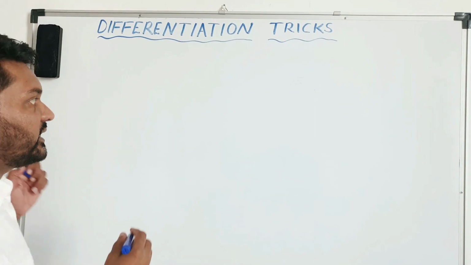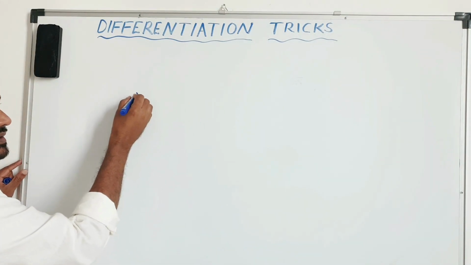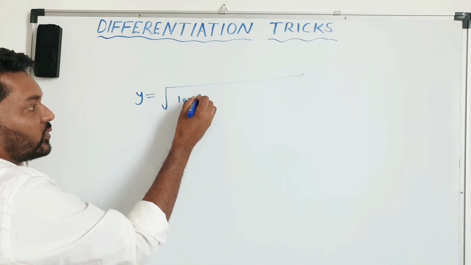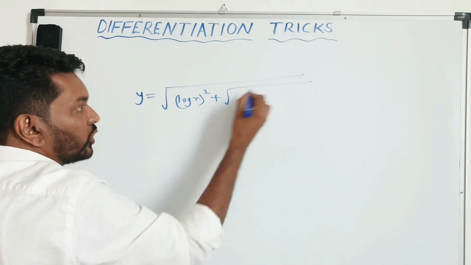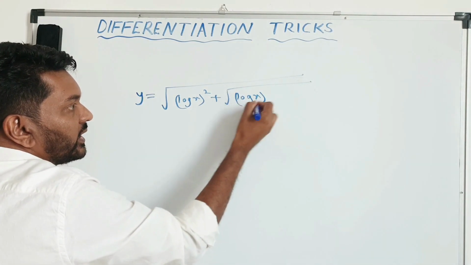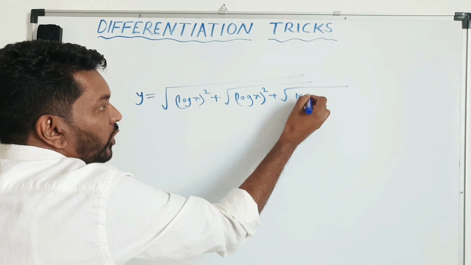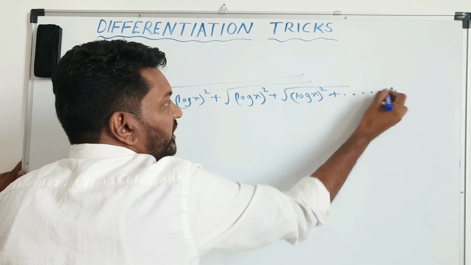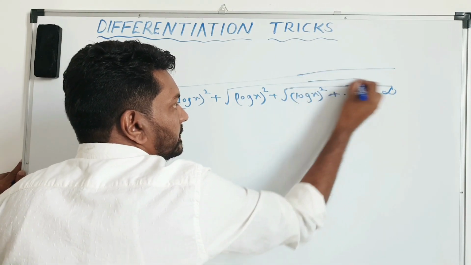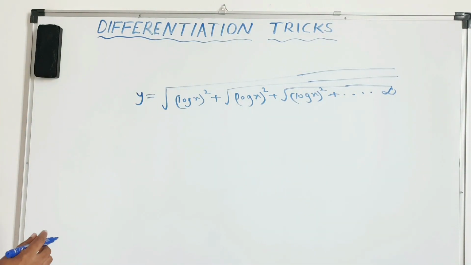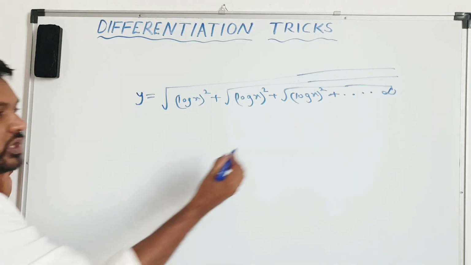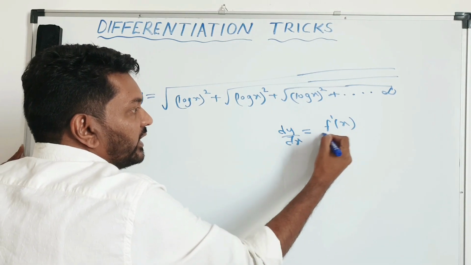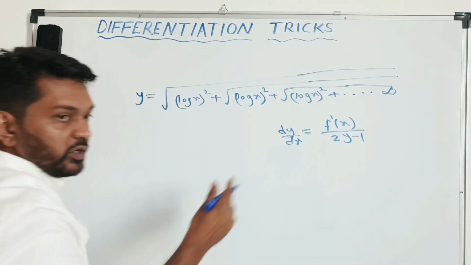Now we will see another question based on the same method. y equals root of log x square plus root of log x square plus root of log x square plus etc. up to infinity. If this is the question, how to get dy by dx? You know dy by dx is f dash x divided by 2y minus 1. Just now we saw that.